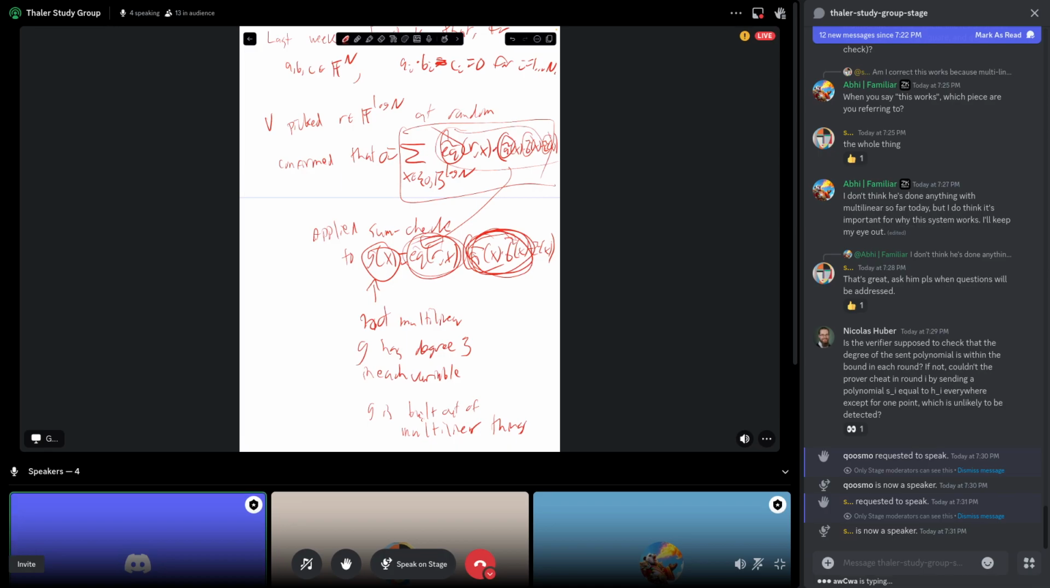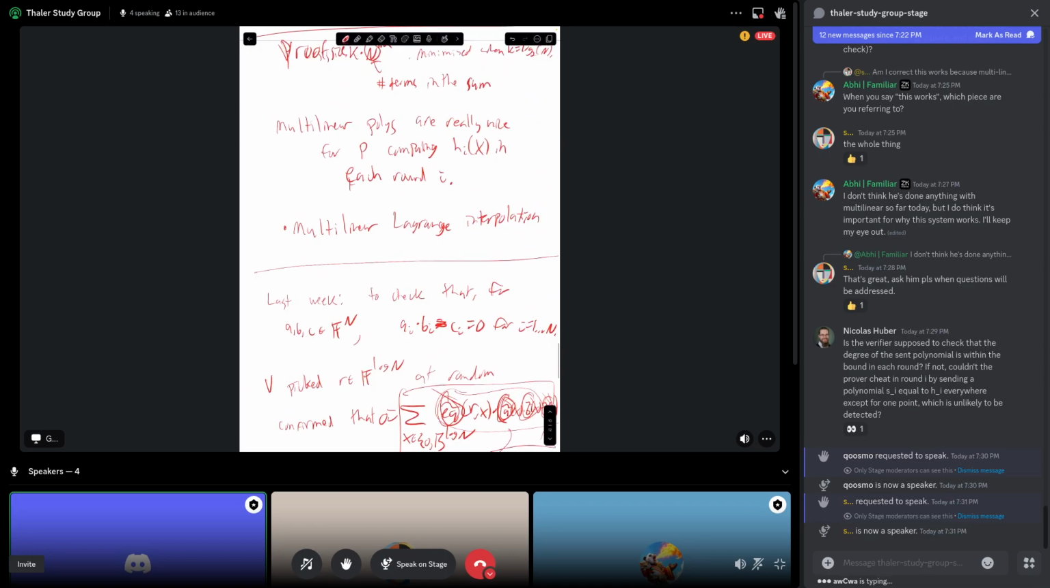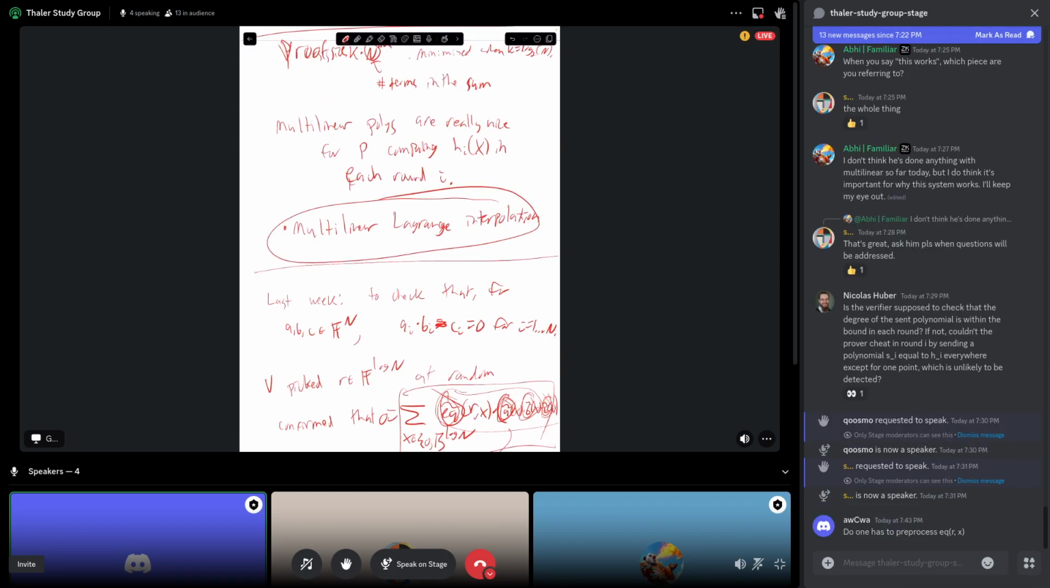So, and then the prover likes it because the fact that these are multilinear extensions turns out that there are clever things you can do to make the SumCheck prover really fast. And that I don't want to get into in more detail today. But again, that is exploiting multilinear Lagrange interpolation.